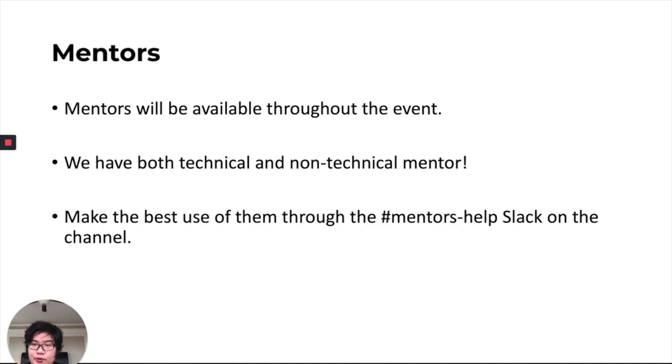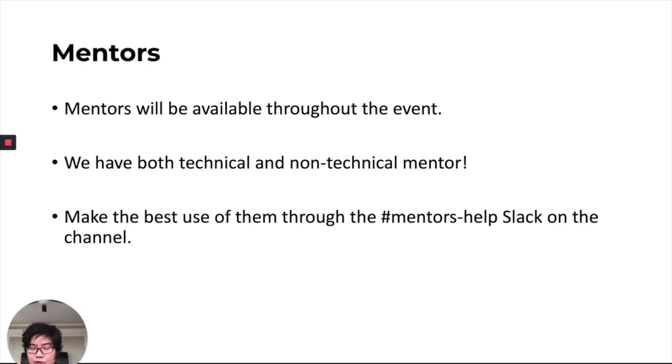Moving on to one of the important parts of Garuda Hacks, which is utilizing our mentors. Mentors will be available throughout the event. We have both technical and non-technical mentors. Technical mentors can help you with technical problems. If you're having a problem with your code, you can ask the technical mentors. If you want recommendations on what technology stack to use, or if you are looking for resources or tutorials, feel free to ask our technical mentors.